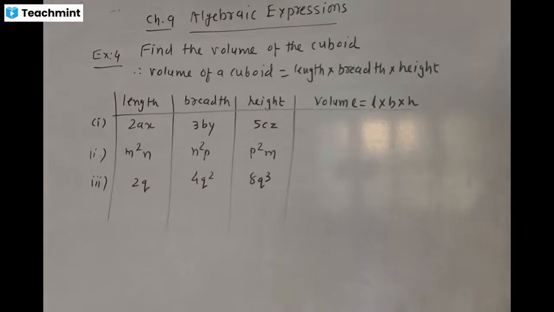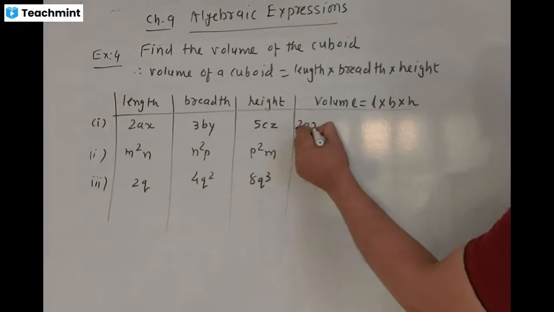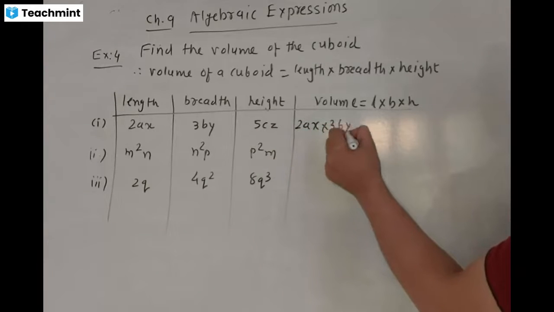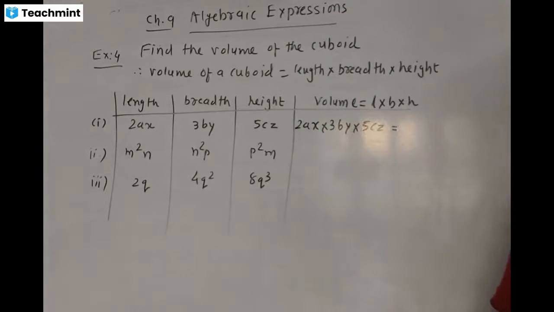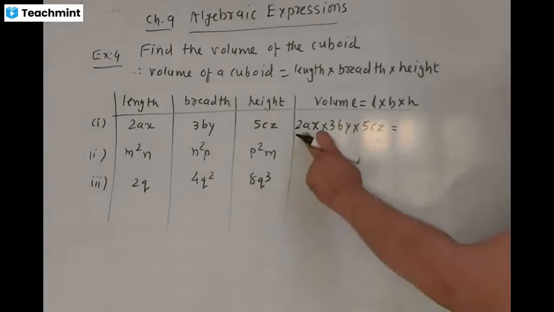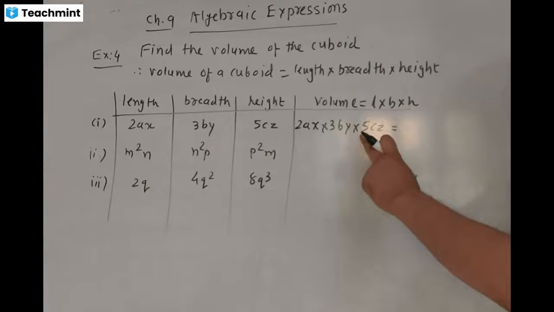The concept is the same. Therefore, 2ax multiply 3by multiply 5cz. So what is the concept? Constant term multiply with constant term: 2, 3 and 5. First we multiply the constant terms.